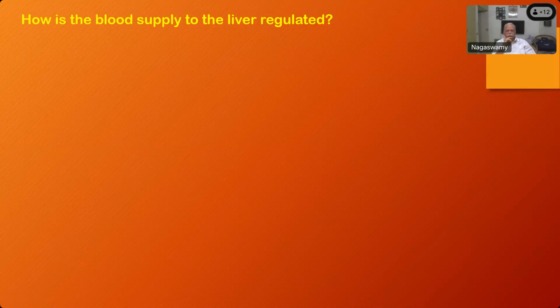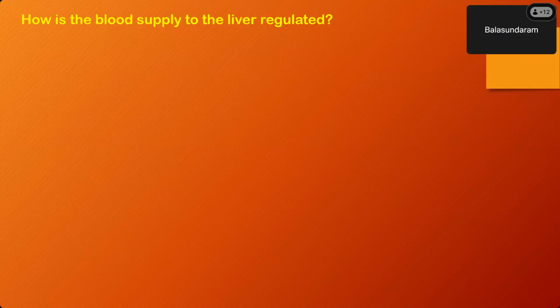Sir, intrinsic factors are the hepatic arterial buffer response, sir. Very good. And the auto-regulation mechanism also, sir, the myogenic response. Okay, very good. And metabolic control. Okay, very good. These three are called the intrinsic mechanisms: hepatic arterial buffer response, pressure regulation response, and the third, metabolic response. These are the three intrinsic factors. Very good. What are the extrinsic factors?